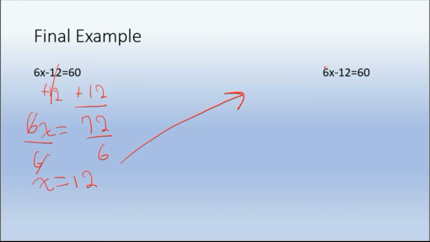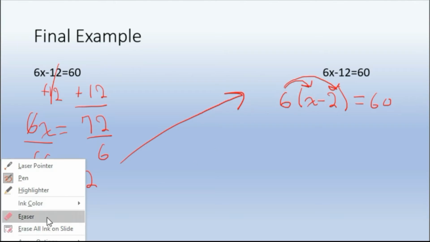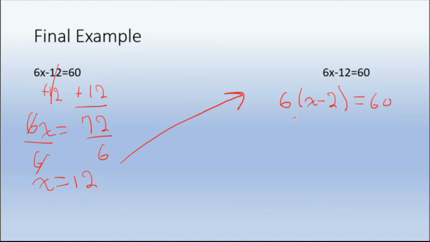Okay, so I'm going to factor this 6 over here, factoring it. So by doing that, I get 6 times x minus 2 equals 60. And factoring is kind of the opposite of distributing. So if I distributed this 6 back into the parentheses, I would get 6x minus 12. Okay, let me erase that real quick.